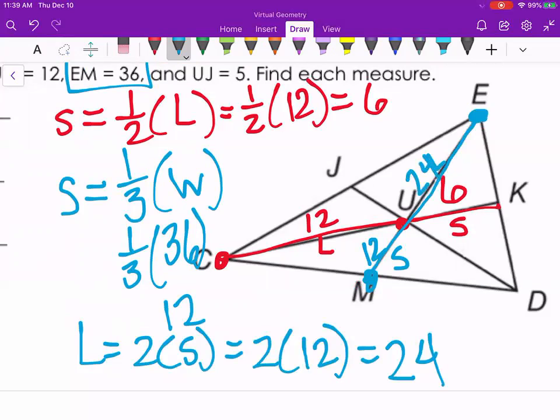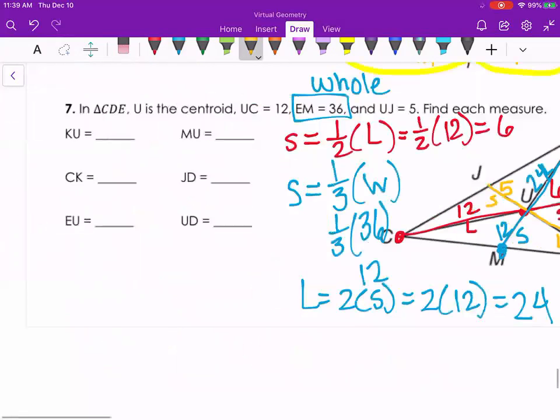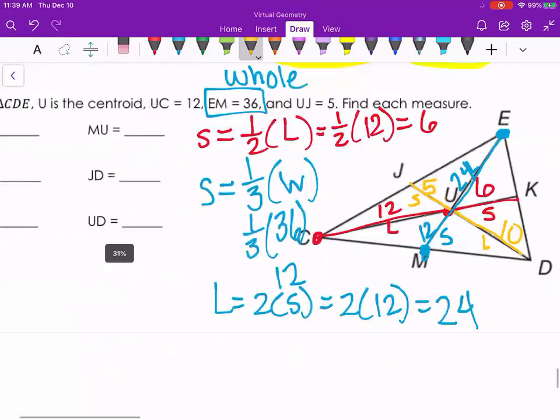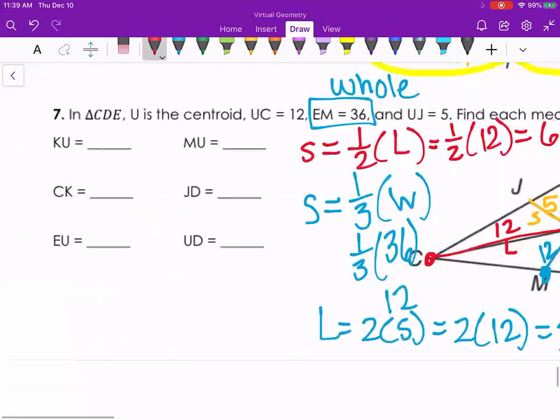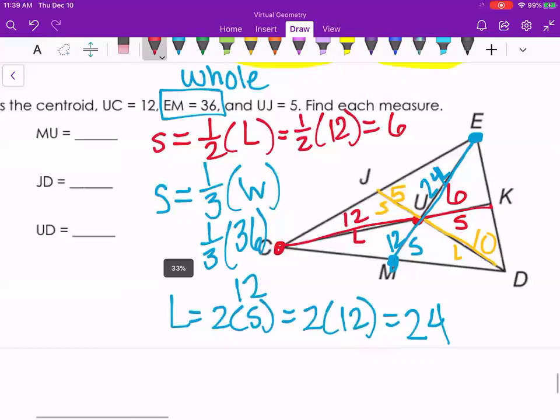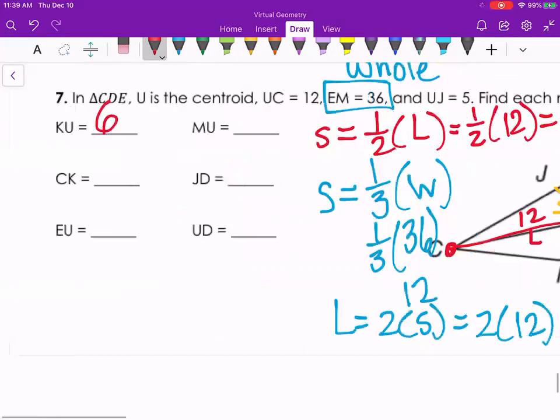Now let's do our last one. U to J is 5, which is my short. UD is the long. So like the one we just did, 2 times the short, that gives me a length of 10. So now that we've got all our numbers, let's answer our question. So K to U has a 6. C to K is all the way across, 6 plus 12, so 18.